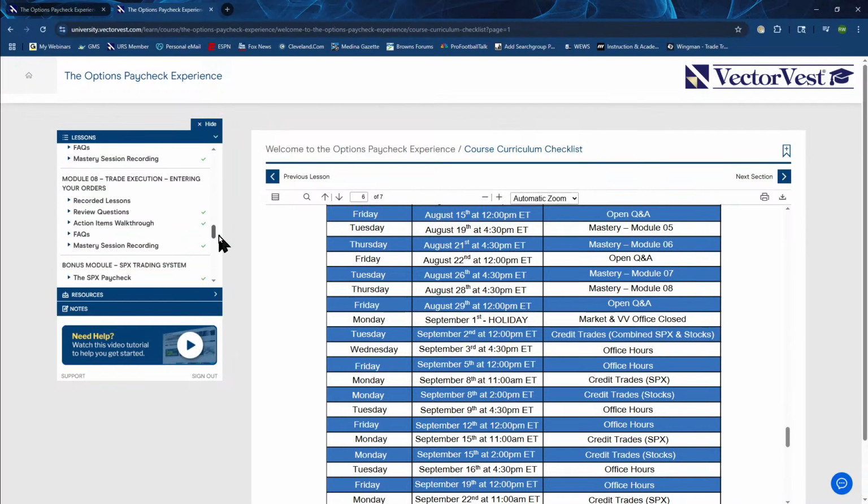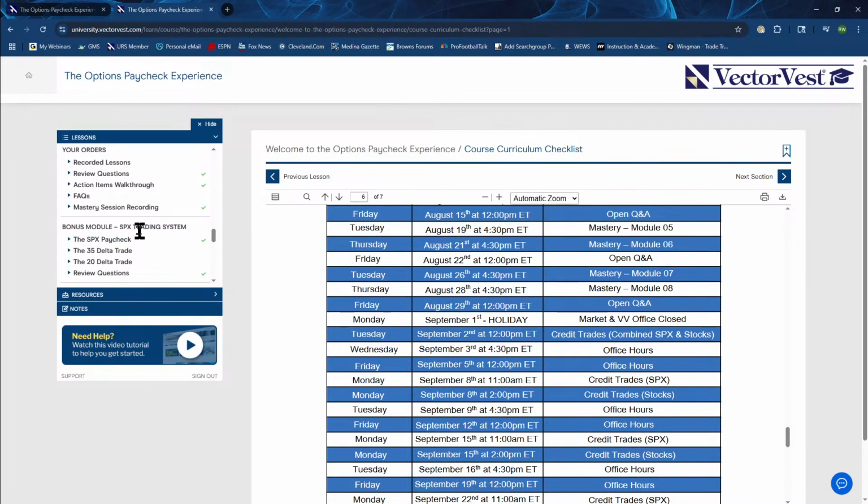Underneath the modules, this is where you're going to find some of the bonus material. This is our SPX trading system. We've found that some of our students just start by jumping into the SPX paycheck. They watch the videos and can be up and running in a week if they want to. I will tell you, we usually save that for last. But if you want to start with it and have questions, you can email me. I would recommend you start with the 35 Delta trade. That's what I do. It's a really easy trading system.